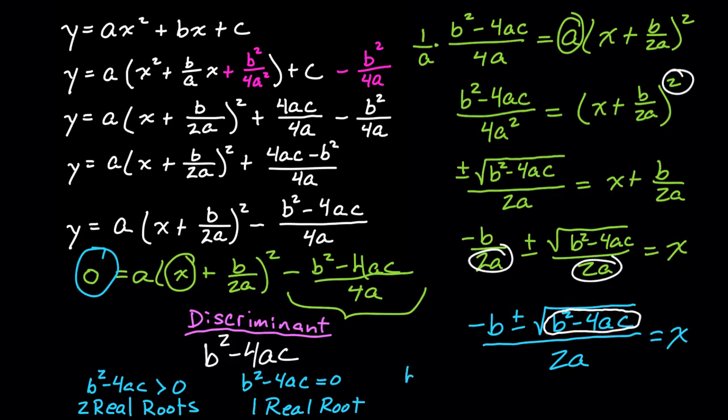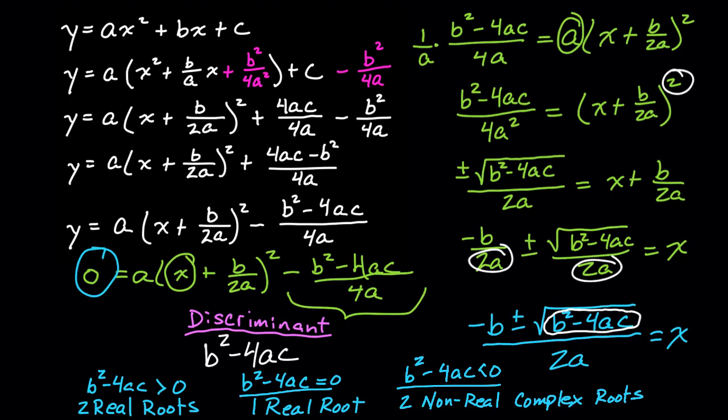And then lastly, if b squared minus 4ac is less than 0, meaning it's a negative value underneath the radical, then you're going to have two non-real complex roots or imaginary roots. All right, so make sure that you know the difference between those three things.